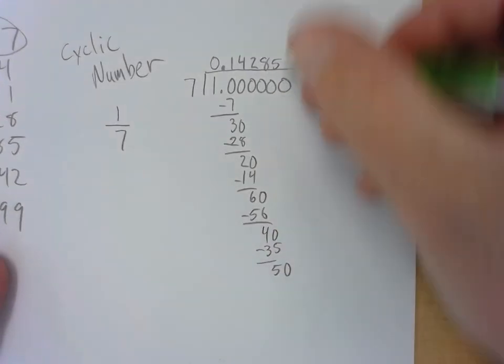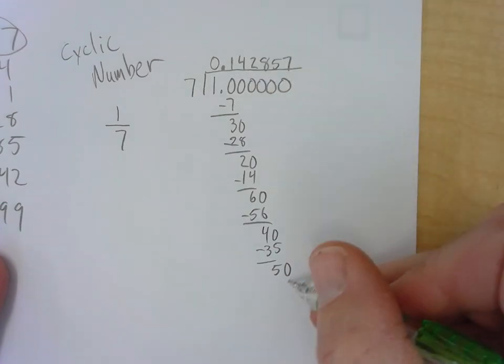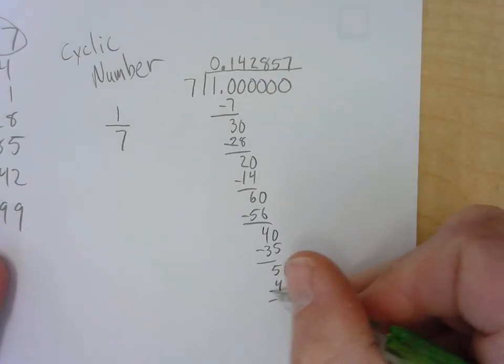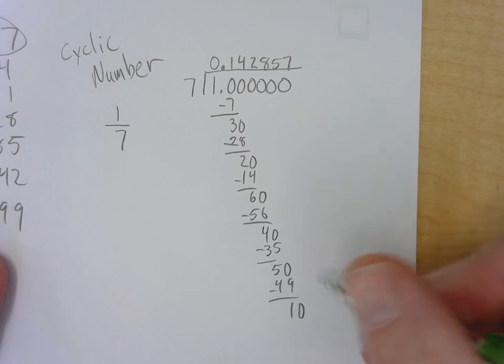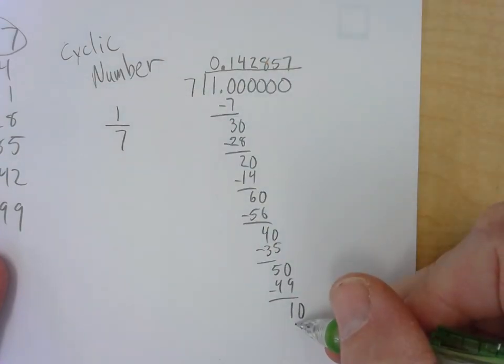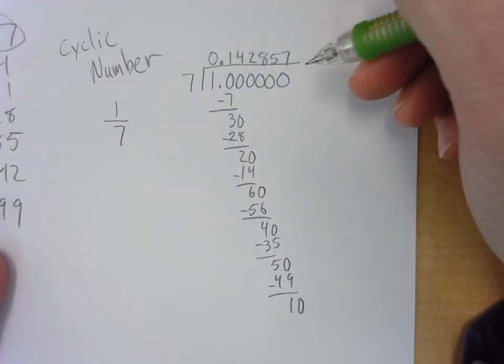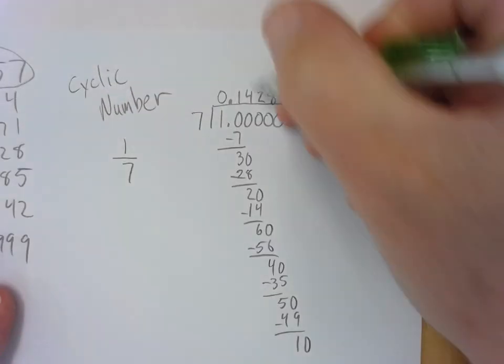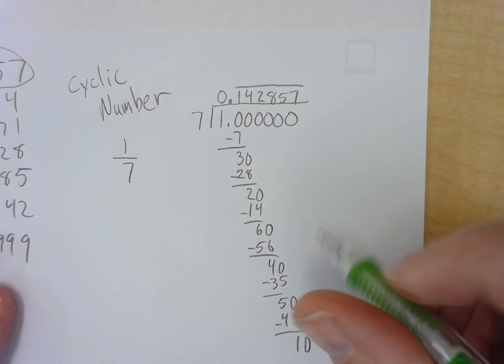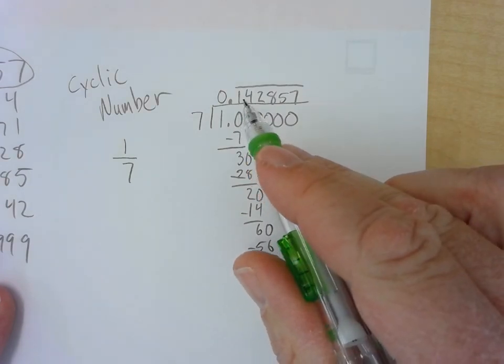Oh, close, it's real close. 7 times, it almost went in evenly. 49, we subtract, we get 1, we bring down another 0, and then we're back to 10, which is where we started out. So this is a repeating decimal. That's where this number comes from.